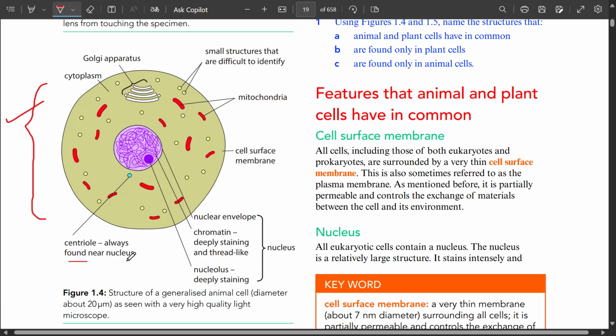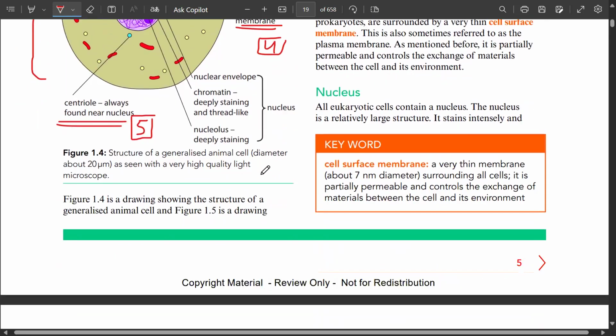Centriole we will be studying in chapter number 5, the mitotic cell division chapter. Golgi apparatus, we'll be studying it in detail in chapter number 6. Mitochondria in detail, you're going to study that in chapter 12, A2. A2's first chapter, chapter number 12, is mitochondria. Cell surface membrane we're going to study in AS chapter number 4. So all of these have even literally separate chapters.